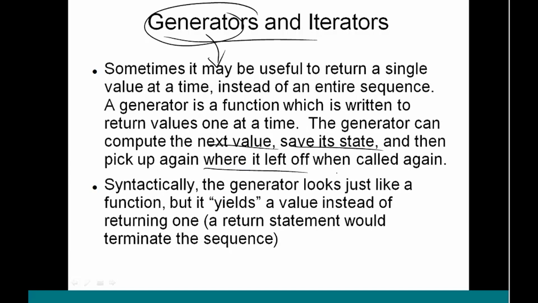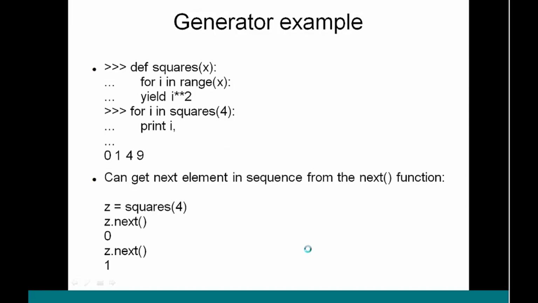So syntactically the generator looks just like a function, but it yields a value instead of returning one. And a return statement will actually terminate that sequence altogether. Until we see a return statement, it keeps that single value around. So here is a generator example. We define squares, and then for i in range x, yield, that is the new one, this is the generator, and then i power 2.